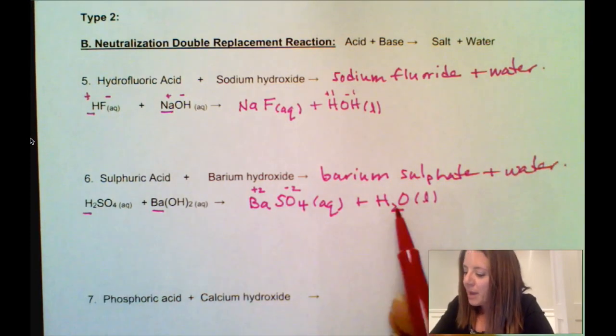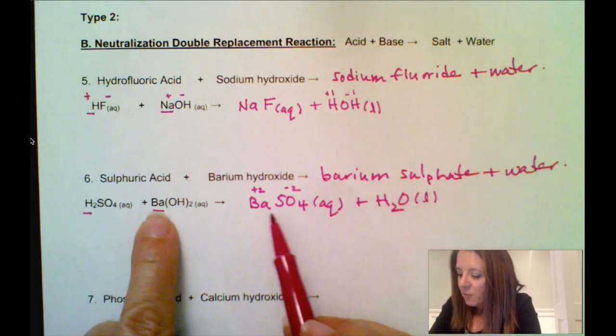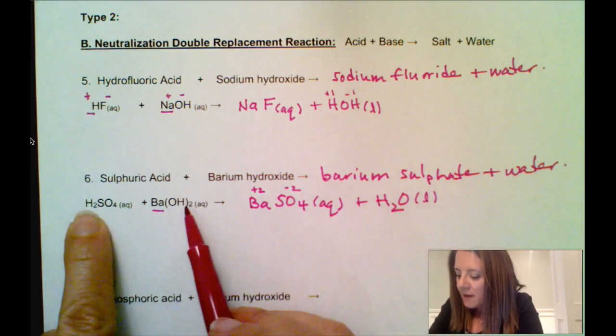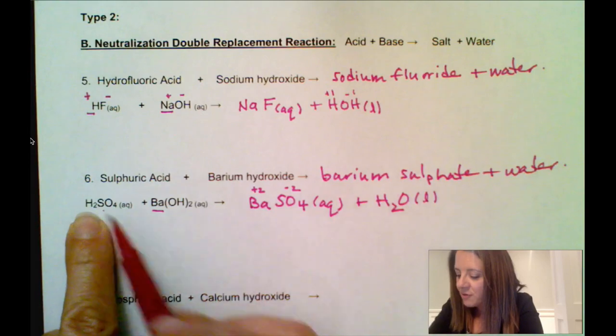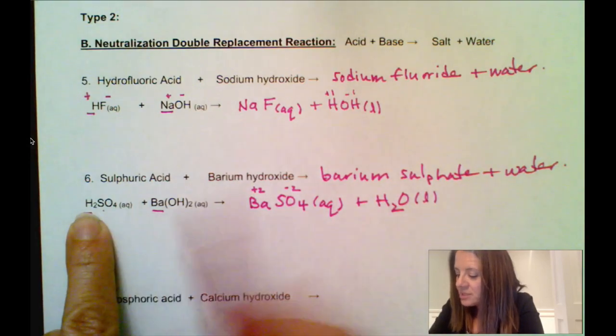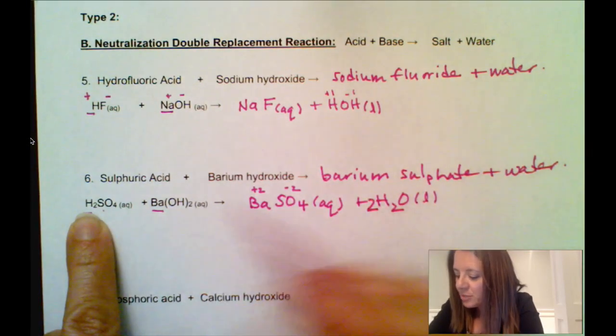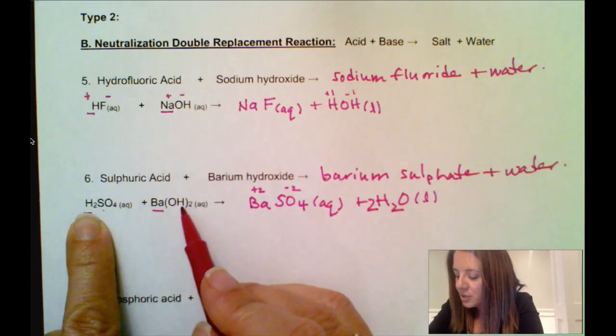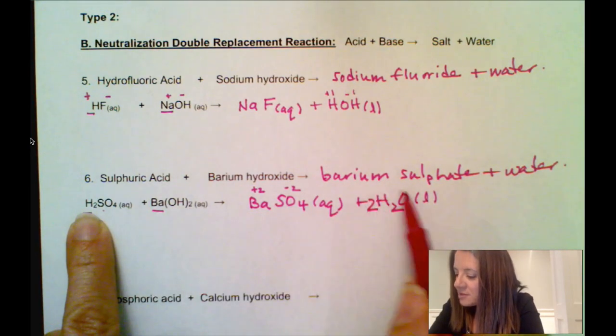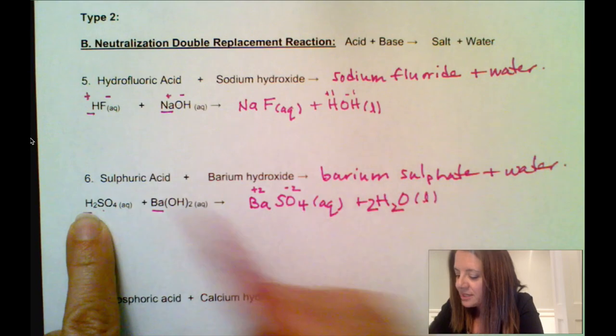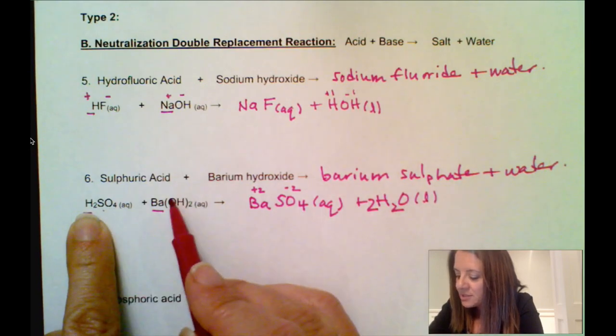Now, when we want to balance this, we want to take a look. We have one barium, one barium. We have one sulfur, and four hydrogens. So we have to put a 2 here because there's 2 here and then there's 2 here. And then we have 2 oxygen plus the 4 is 6. Here I have 4 and 2 is 6.